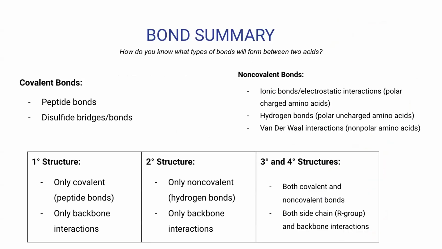And then this is just a summary of what we talked about. This is how you'll know what types of bonds two amino acids should make with each other. As long as you know the property of each amino acid, you should know which types of bonds they're making.